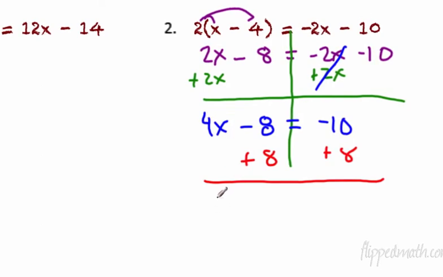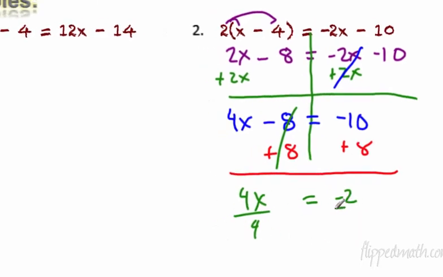4x, there's nothing underneath it. That's just going to come down. 4x. Negative 8 and positive 8, they cancel. The equal sign, and we get negative 10 plus 8 is negative 2. Divide each side by 4.